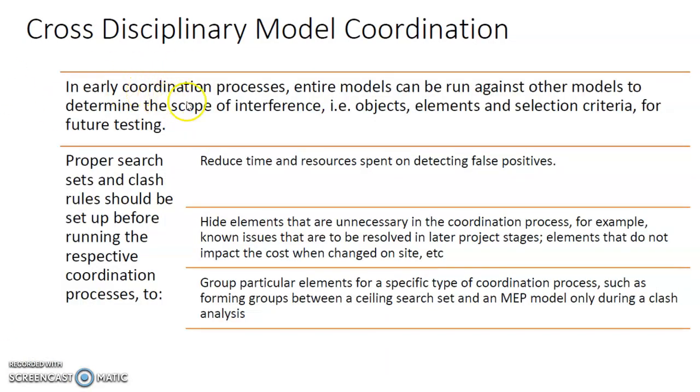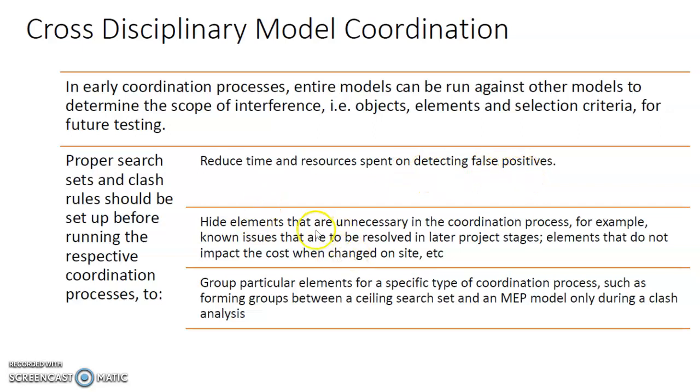In early coordination processes, the entire model can be run against other models to determine the scope of interference. For example, the objects, the elements, the selection criteria for future testing and future coordination. So proper search sets and clash rules need to be set up before running the respective coordination process so that we can reduce time and resources spent on detecting false positives.